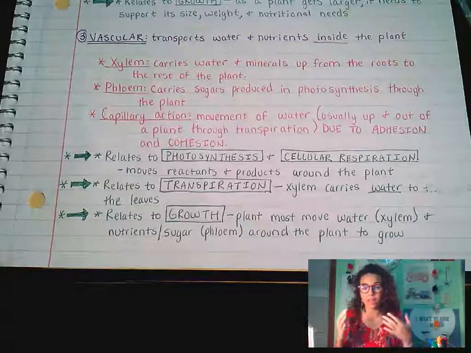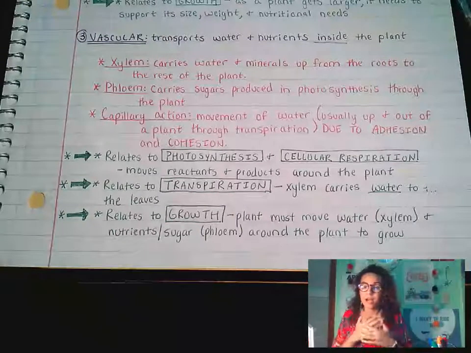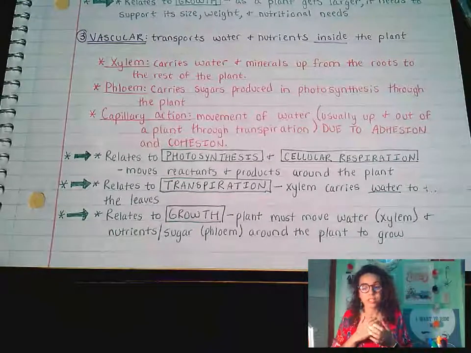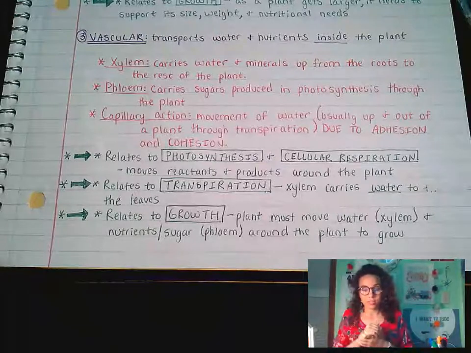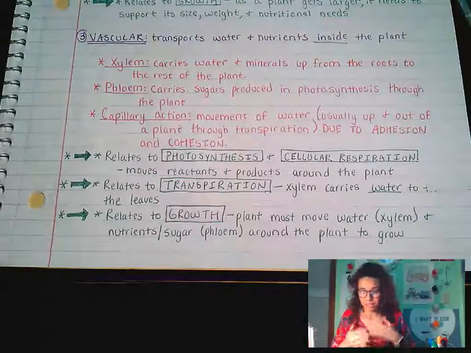Just like our vascular system is pumping blood throughout our bodies to keep us functioning, these plants have their own vascular system, moving that water and food for them to keep them going.